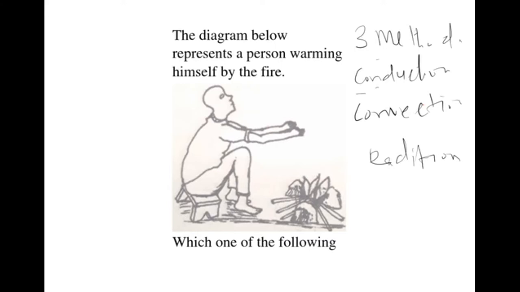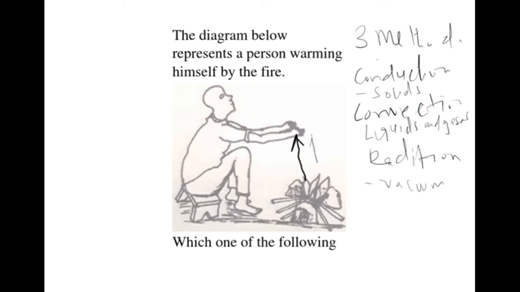Conduction takes place in solids, convection in liquids and gases. Then radiation takes place in a vacuum. It does not require any medium to be transferred from one point to another. Therefore, looking at the diagram there, we have the heat rising from here upward.